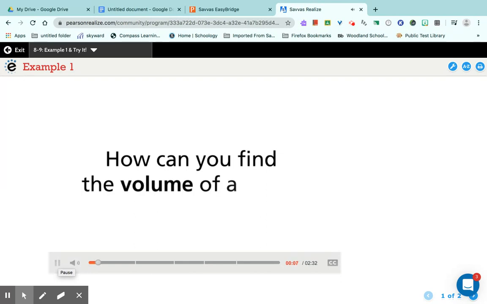How can you find the volume of a prism? Think about this question during the lesson.